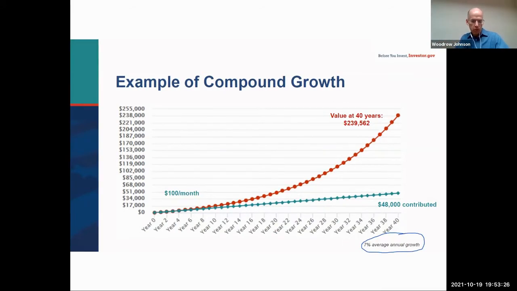But over this 40-year period, which again is a little fake, a little far-fetched, $100 a month is $1,200 per year times 40 years, which is $50,000 contributed. So that's $50,000 there. My portfolio, though, grows into the red line, which is $240,000. Let me call that $250,000 just to keep it simple. So over this 40-year time period, I can turn $100 a month into approximately $250,000.